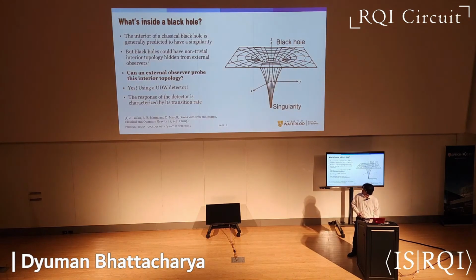So we should start with a very simple question, which is what's inside a black hole? The interior of a classical black hole is predicted to have a singularity. But the black hole could also have non-trivial topology hidden from external observers by the horizon. And this leads to the question, can an external observer probe the interior topology? And the answer, as you might expect, is yes, with an Unruh-DeWitt detector. And we will gauge the response of the detector with its transition rate.